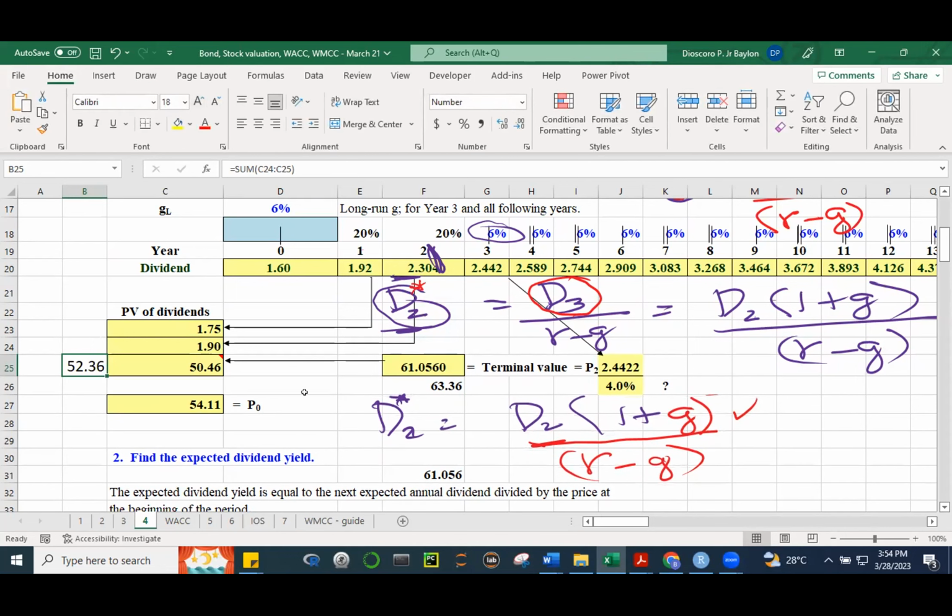So the sum of the dividends for year 2, the present values is 52.36. So let me also get the negative PV. The present value of rate is RS, no PMT, N per is 2, no PMT, and the future value is 63.36. Okay. All right, class.